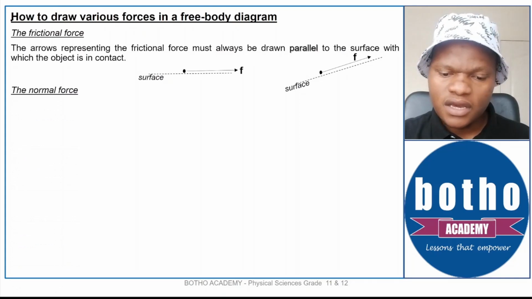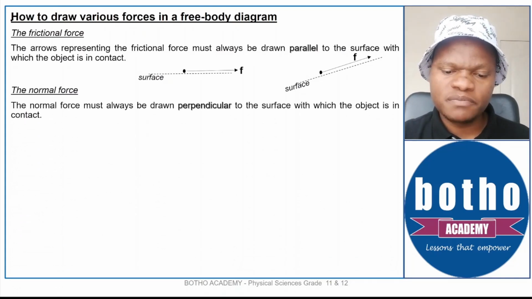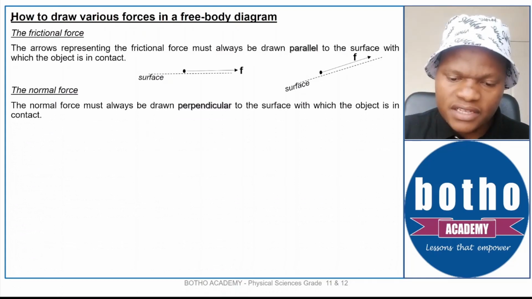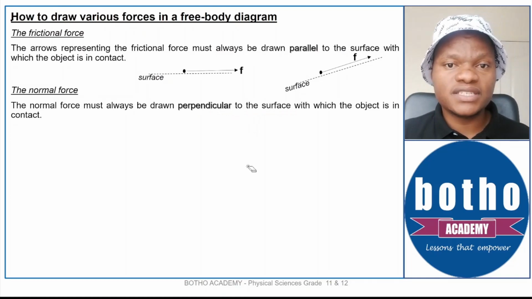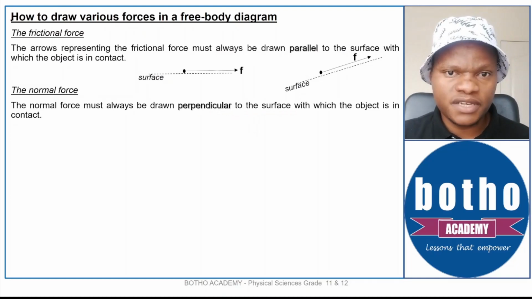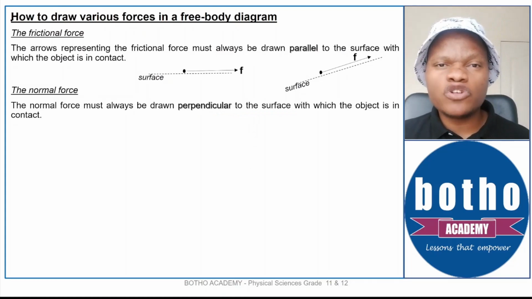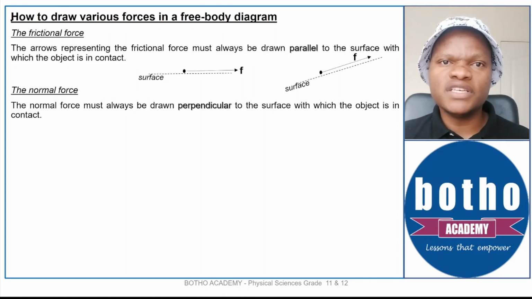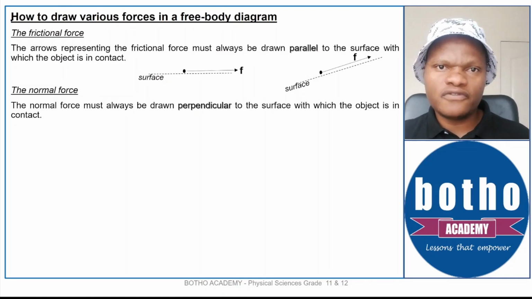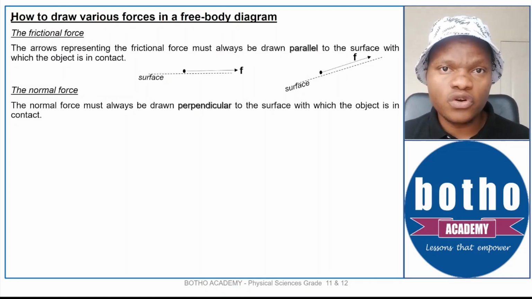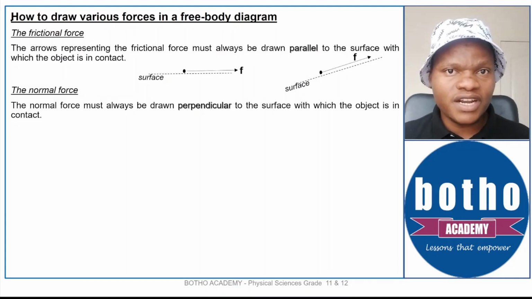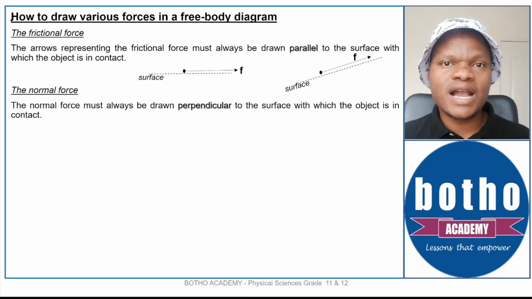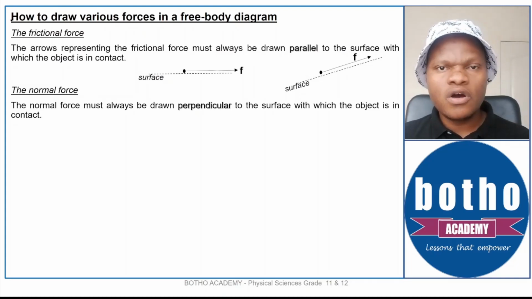Okay, the normal force, we all know that it must be drawn perpendicular to the surface. Again, the surface plays a role here. Perpendicular to the surface, meaning that the angle between the surface and the normal force must always be 90 degrees. This is a force which is commonly misunderstood, or very often learners make a mistake when it comes to the drawing of this particular force, because sometimes they'll draw it facing in the wrong direction, because they don't understand that the force must be drawn perpendicular to the surface at all times, regardless of the orientation of the surface.